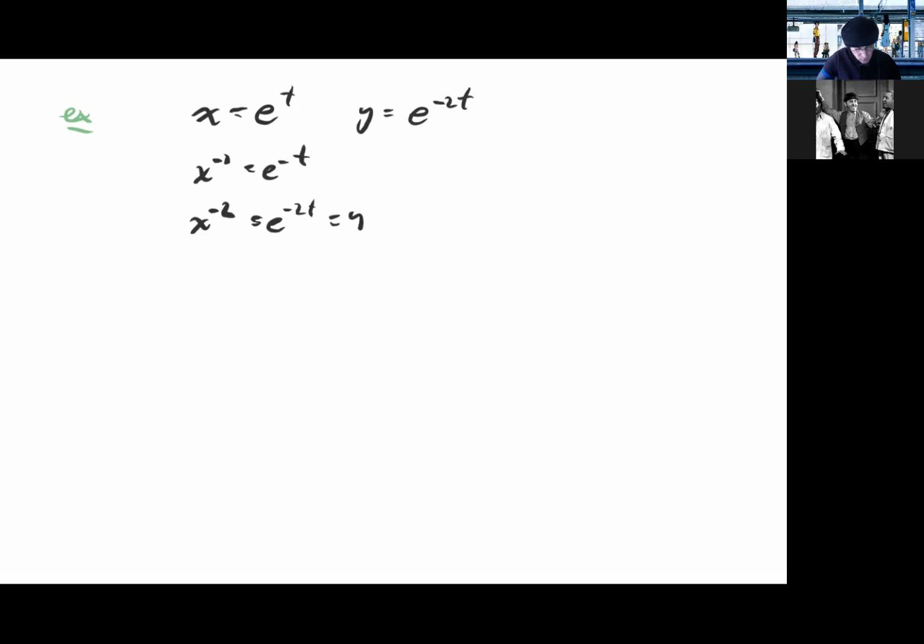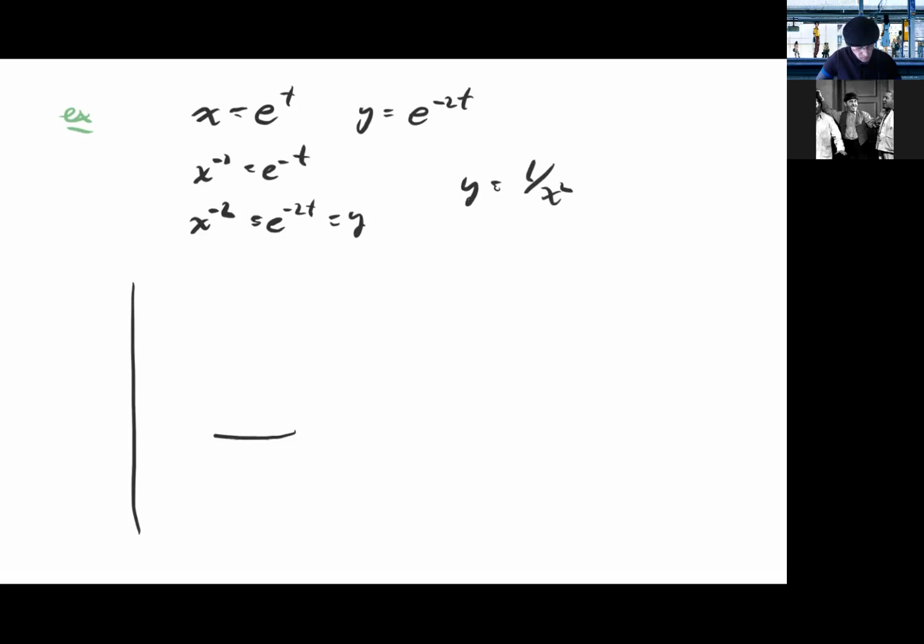Here's another example. I don't know the number of this, it doesn't matter. I'm just going to give you the question. x equals e to the t, y equals e to the minus 2t. So what curve is it? Well, you stare at it and you see that if I take x to the minus first power, that would be e to the minus t. But we don't have e to the minus t for y, we have e to the minus 2t. So we could square both sides to get x to the minus 2 is e to the minus 2t, which is equal to y. In other words, y equals 1 over x squared.